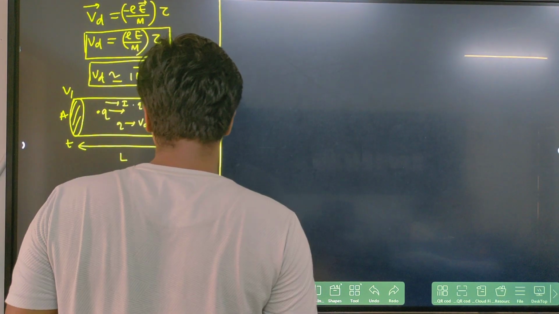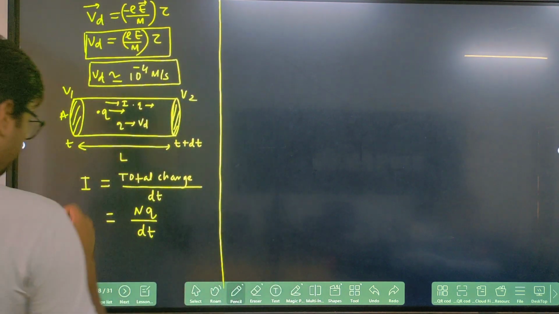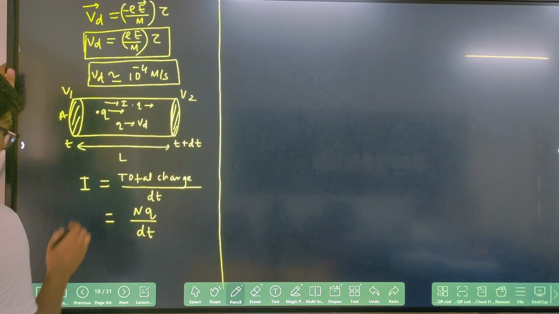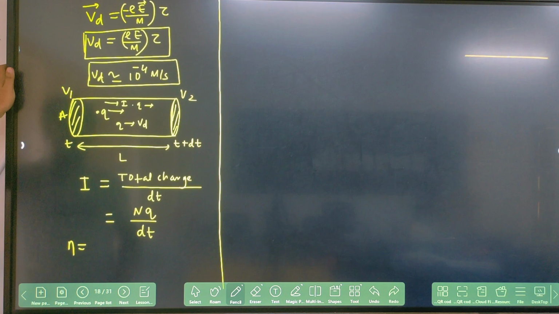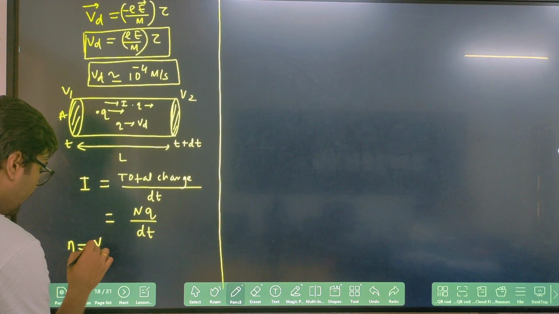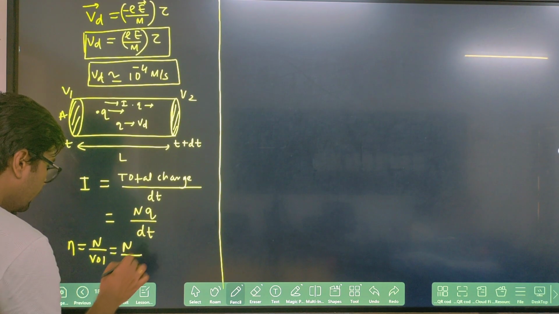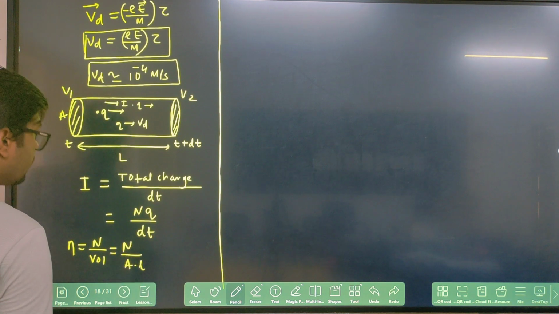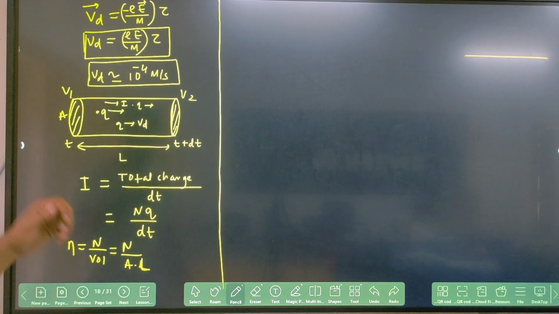Now see here. I can write that N is the total number of charges. I define small n as the number density of the charges, that is capital N divided by the volume of the conductor. The volume of the conductor is A into L, the length of the conductor.